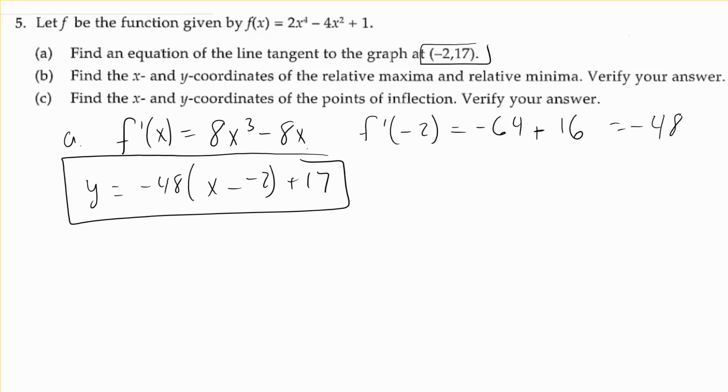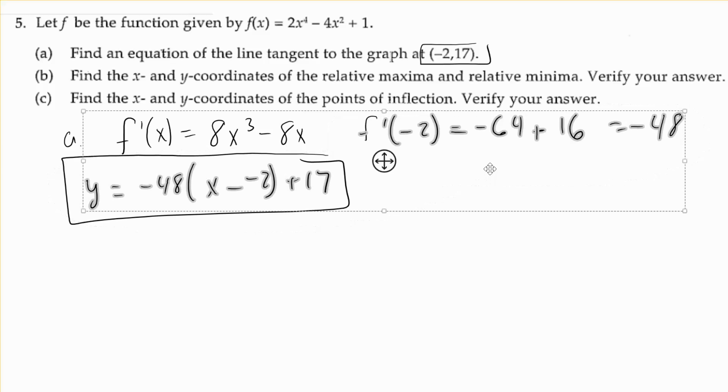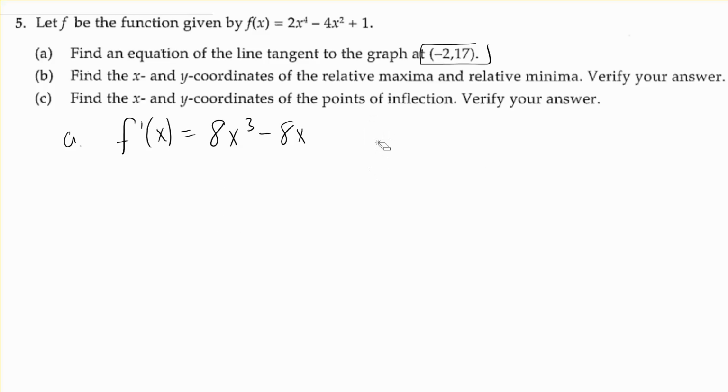Great. Now let's find the x and y coordinates of the relative maxima and minima. Verify your answer. I am going to keep our derivative and delete our other work here. Let's take a look. If we set our derivative equal to 0, that's how we find our extrema. If I factor out the 8x, I get x squared minus 1 inside. So x equals 0, x equals 1, and x equals -1. So I've got 3 zeros.